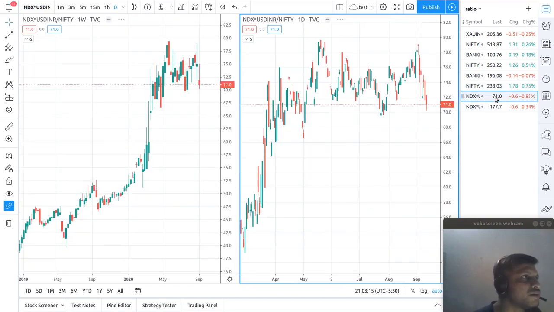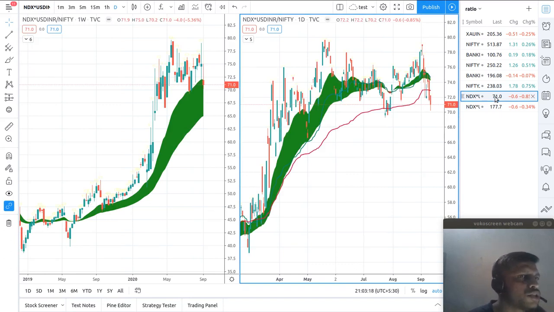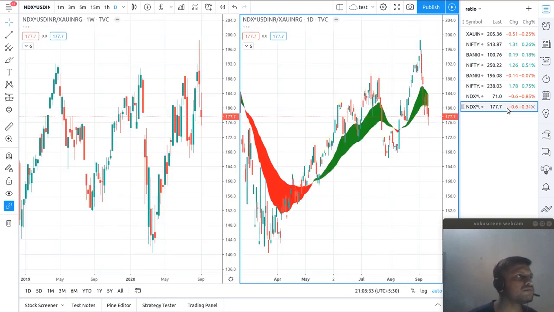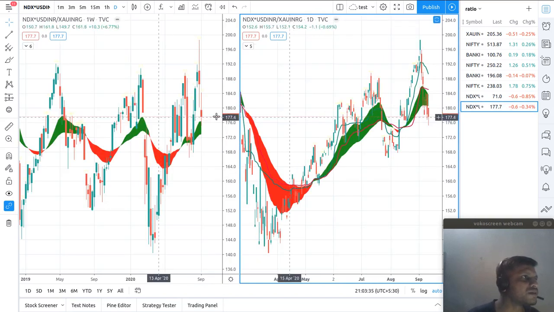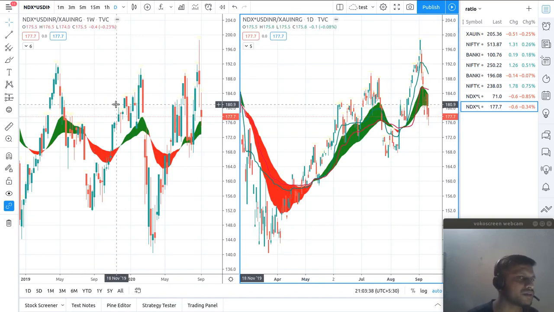And another one that I'm using is the US market Nasdaq 100 denominated in rupees with respect to the Nifty. Now, this is clearly in buy mode in both the time frames basically. And this is Nasdaq in rupees with respect to gold price in rupees. So, yeah, this is a confusing chart.